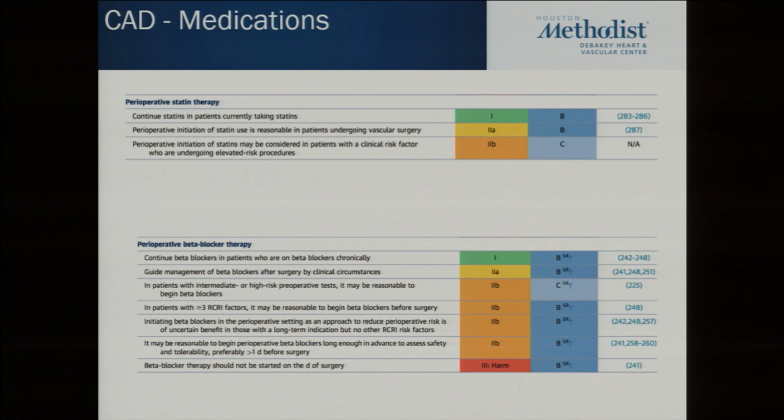Now, the question regarding beta blockers is one that we get asked all the time. As you see, the only class 1 indication for perioperative beta blocker management is a patient that's already been on a beta blocker. We always get asked, do we start a beta blocker now if the patient is going to surgery tomorrow or the day after? If you have a higher risk on the calculator in regards to perioperative cardiovascular risk, it is reasonable to start a beta blocker.